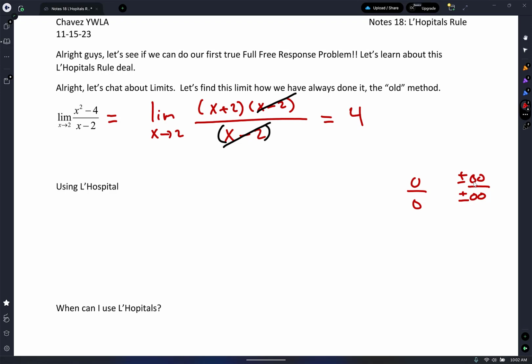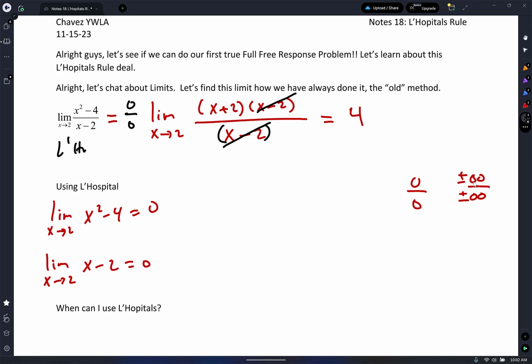If I plug in a 2, I'm going to go ahead and separate it first. Limit as x approaches 2 of x squared minus 4, and I get a 0. Limit as x approaches 2 of the denominator, x minus 2, and I get a 0. Try really hard not to say 0 over 0, therefore I'm going to do L'Hôpital's. I mean, 0 over 0 is indeterminate. But you might get penalized for it if you write equals 0 over 0, because 0 over 0 is indeterminate. It's not an answer. Does that make sense?